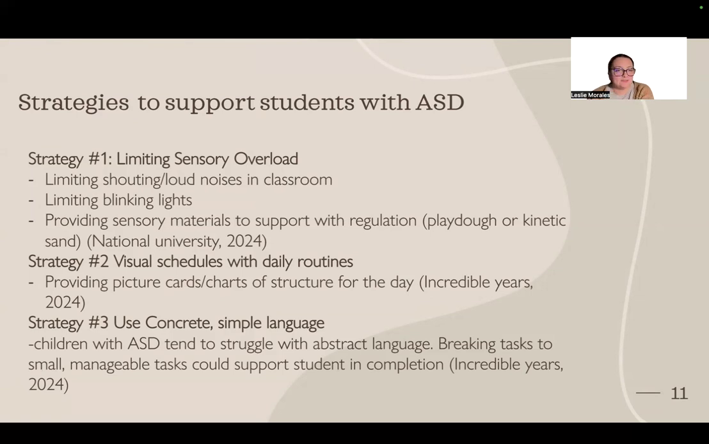So one strategy I have seen is limiting sensory overload, like limiting shouting, loud noises in the classroom, limiting blinking lights because some kids are sensitive to lights, providing sensory materials to support with regulation such as Play-Doh or kinetic sand. With this, we could utilize the school budget, or we could talk to parents, see if we could have any resources brought to the school to be able to help them with self-regulation. I think it's important to first communicate with the parents, see what some strategies are that they use in their home, and we could hopefully incorporate that into the classroom if it is needed.